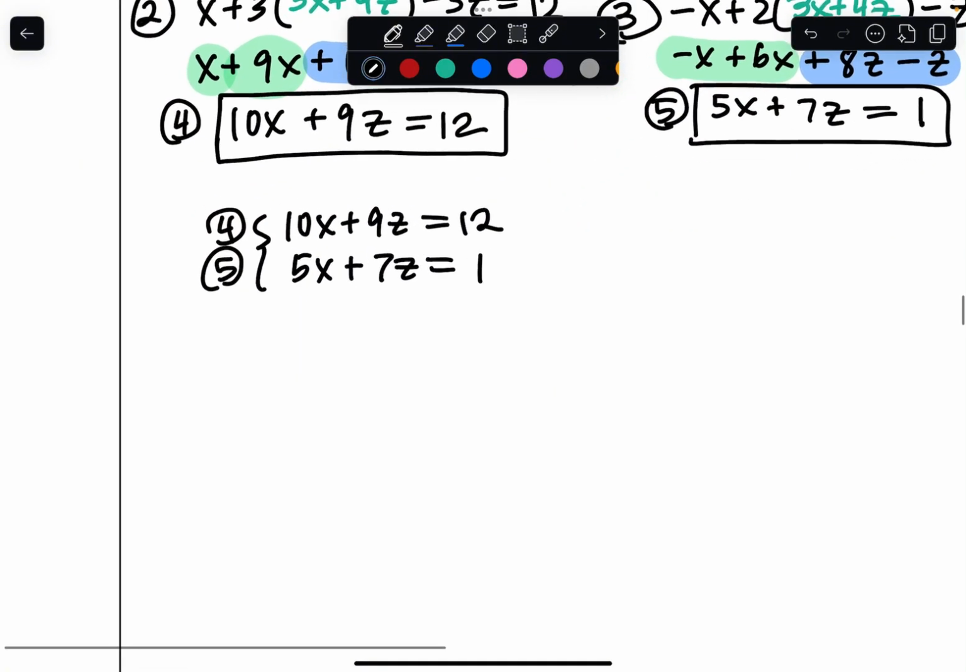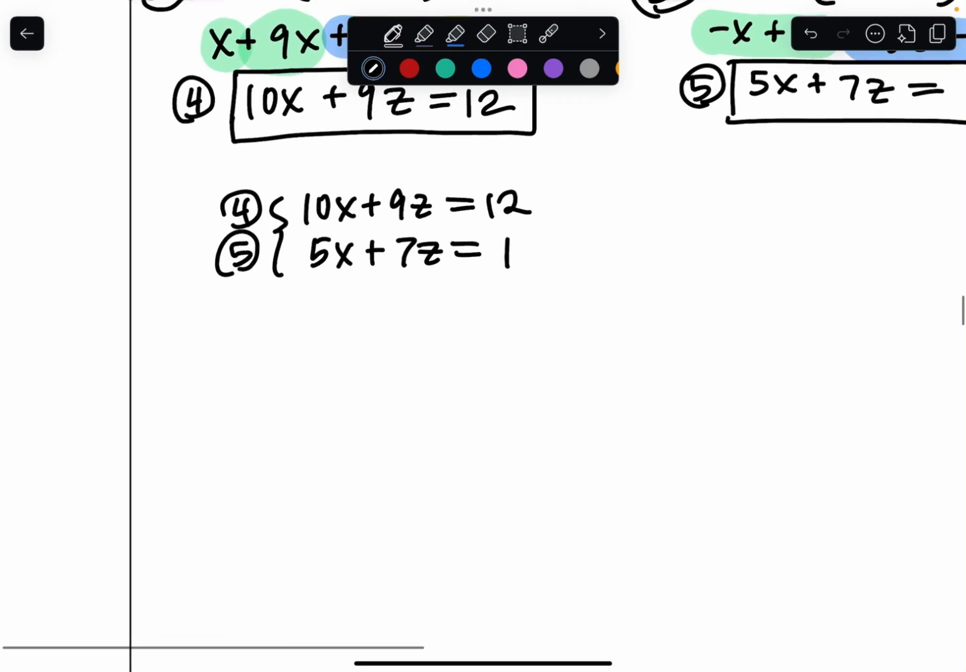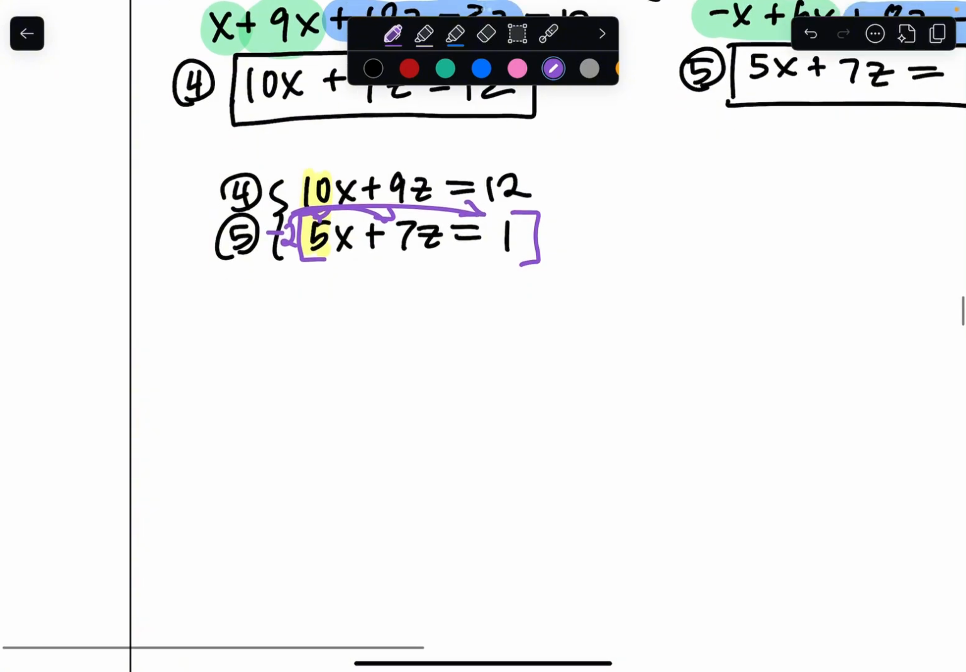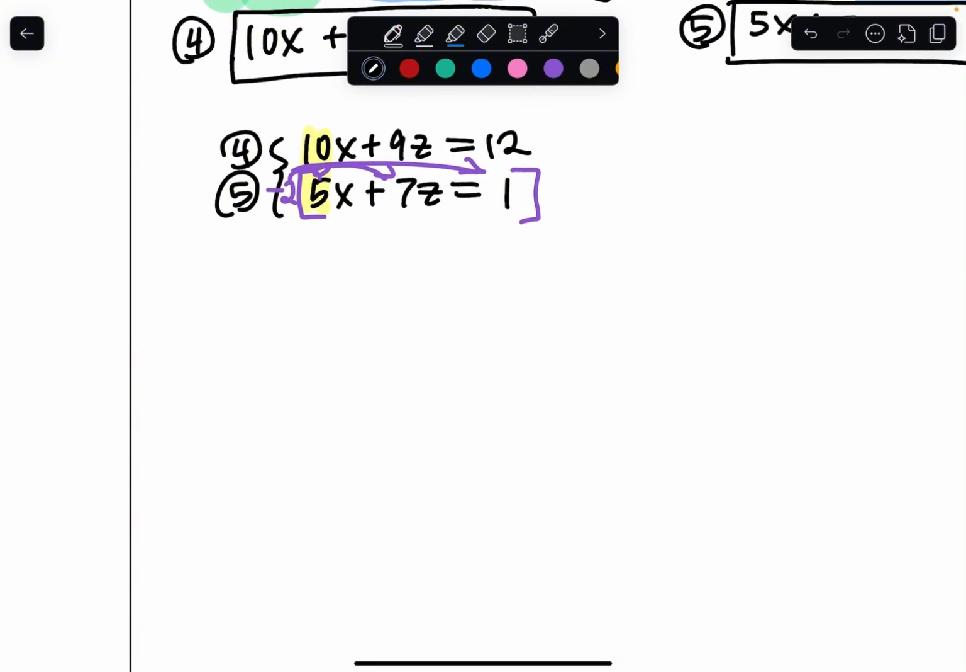Now for this one, I'm going to switch back to elimination because the x's will cancel very nicely if I just multiply the bottom equation by negative 2. So I'm going to take the bottom equation and scale it by negative 2 to create a 0 pair in the x's. And so my new equation would be negative 10x minus 14z equals negative 2. And then I will write equation 4 right under it.